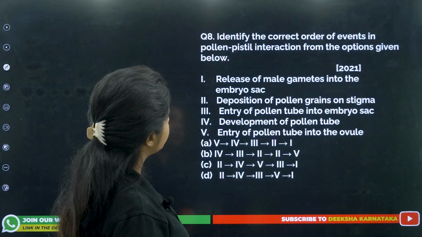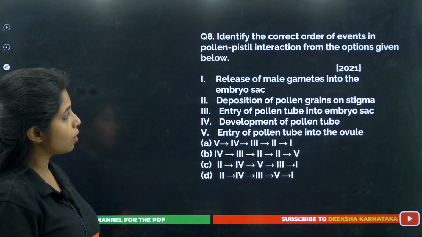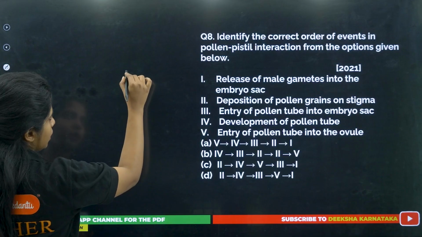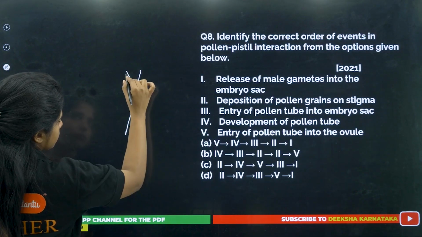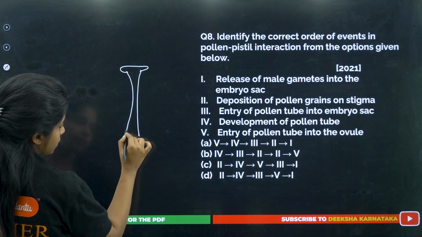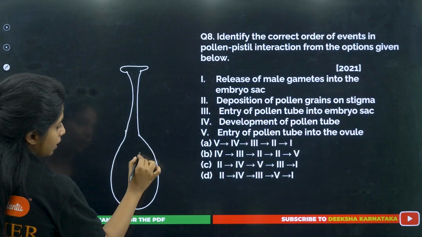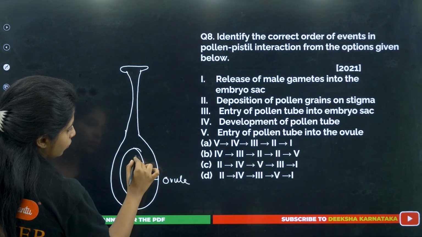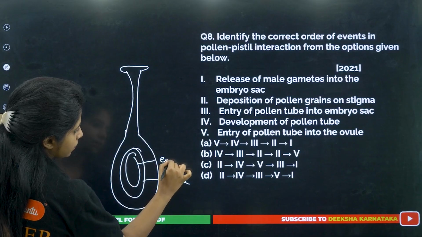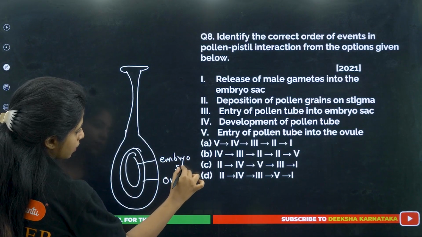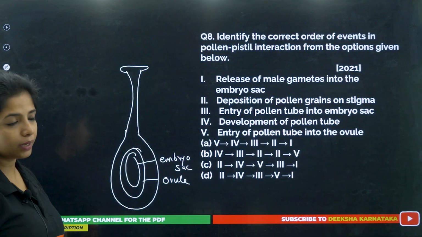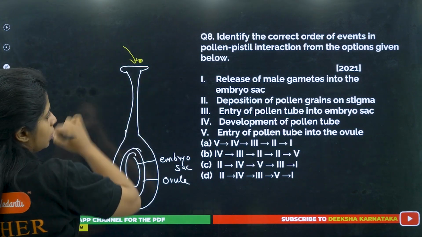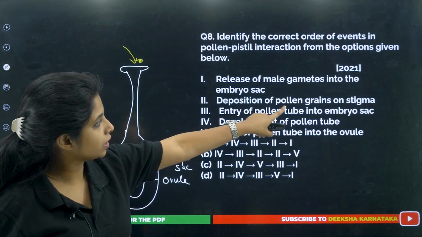Identify the correct order of events in the pollen pistil interaction from the options given below. Okay, so pollen pistil interaction means this is stigma, this is a style, and this is the ovary. Inside the ovary you have ovule. Inside the ovule, what do you have, children? You have the embryo sac.